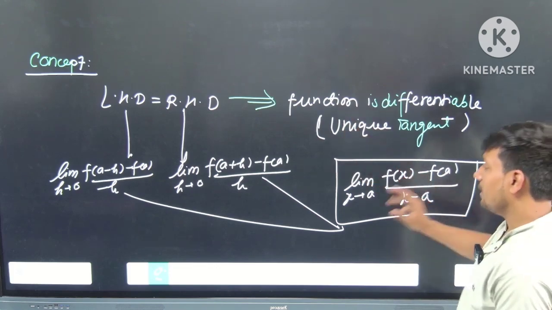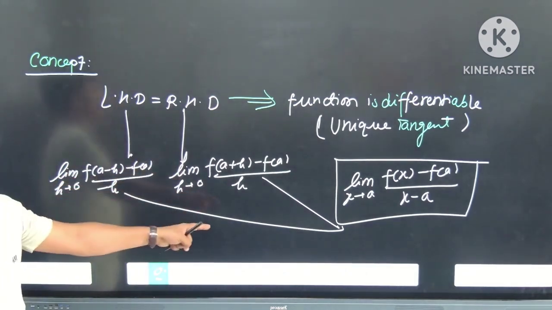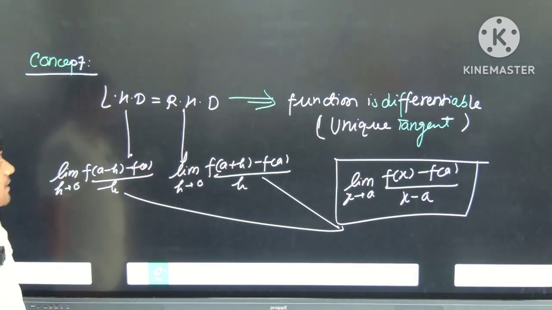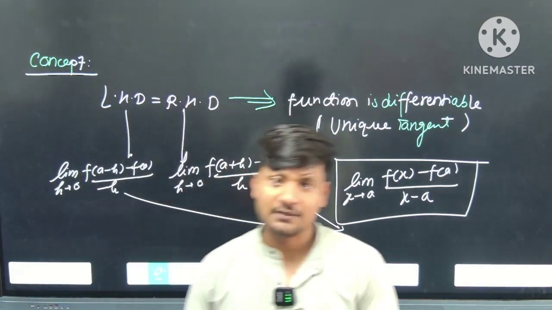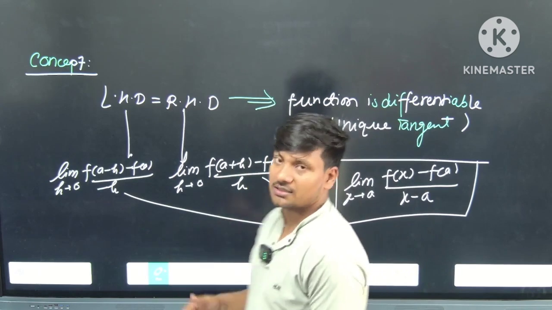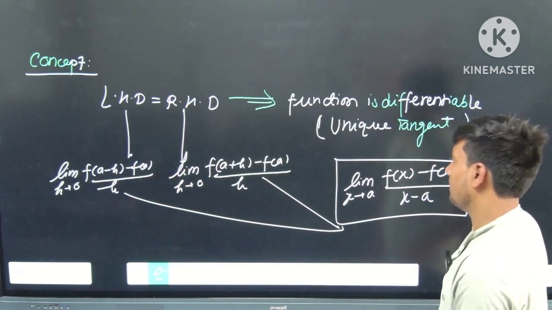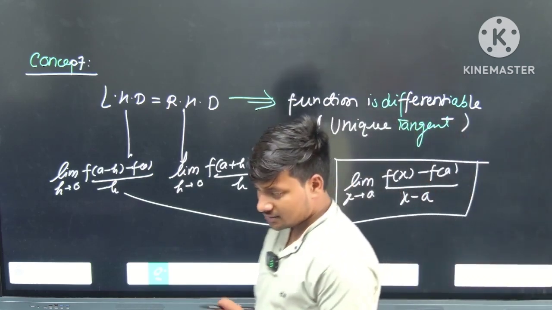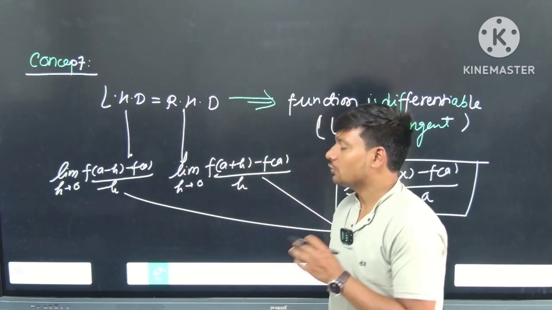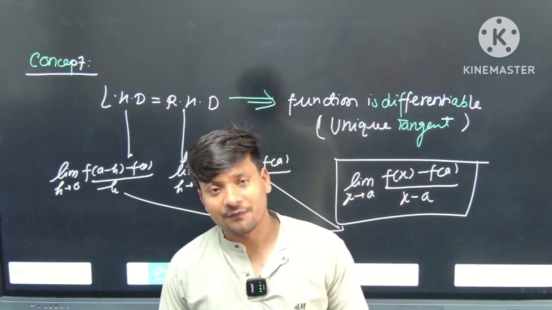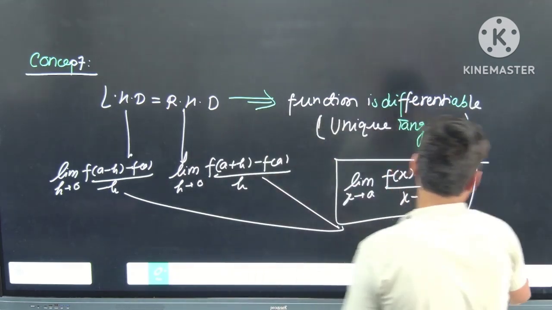And if you want to see the existence, then you have to find LHL and RHL, which are called LHD and RHD here. So the function will be differentiable. This is the only case where the function will be differentiable, that is, LHD and RHD must exist and both should be equal. Now our point is to check non-differentiability, where the function is not differentiable.